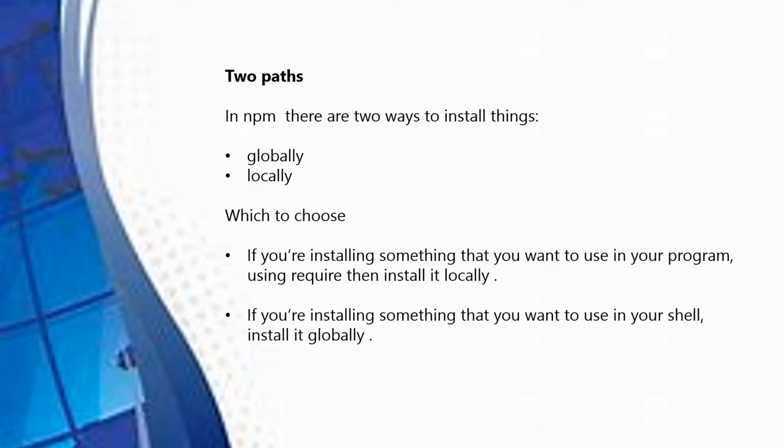In npm, there are two ways to install things, globally and locally. Globally drops the modules in /lib/node_modules and puts executable files in /bin, where the prefix is something like /usr/local. It also installs man pages in /share/man if they are supplied.